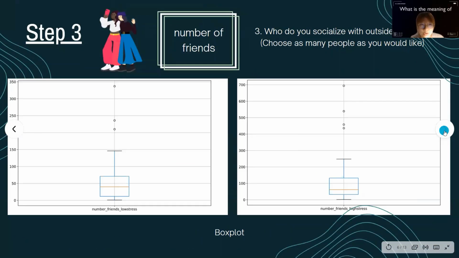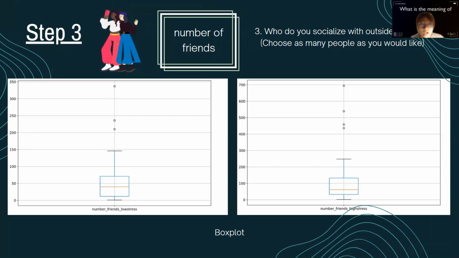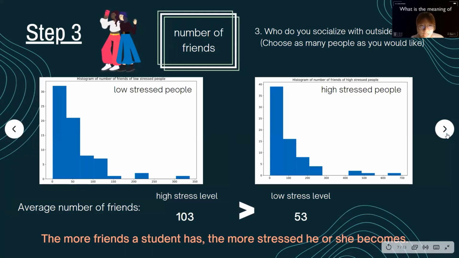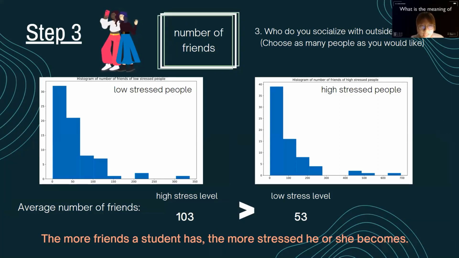We have done a similar thing to examine the correlation between stress level and the number of friends. We have calculated the average number of friends that low stress level and high stress level students have. Turns out that on average, high stress students have a significantly greater number of friends compared to the low stress level students. Based on the data, we can conclude that the number of friends can affect the stress level of students. In other words, the more friends a student has, the more stressed they are.